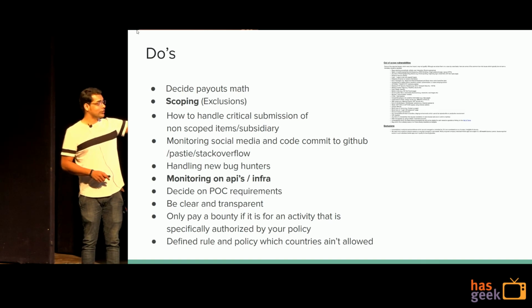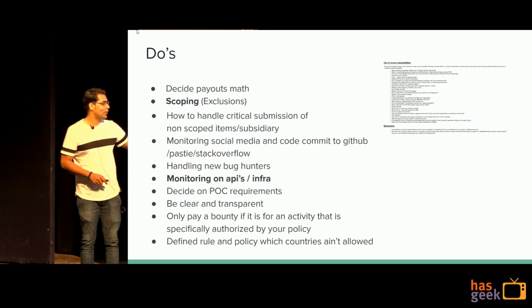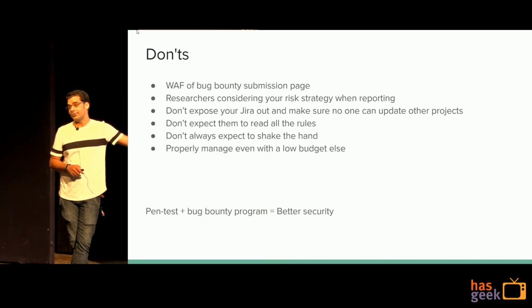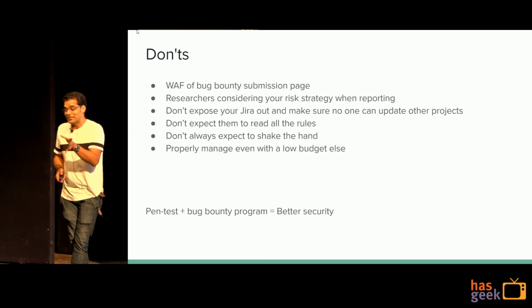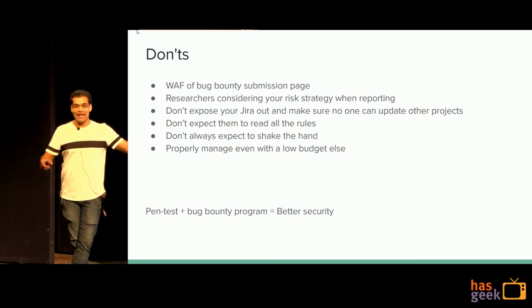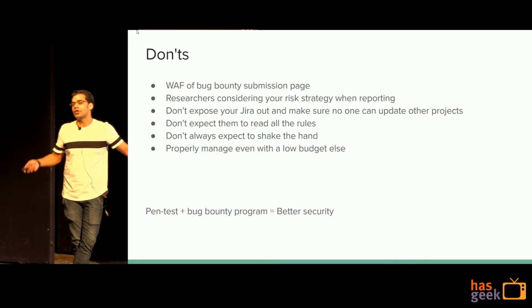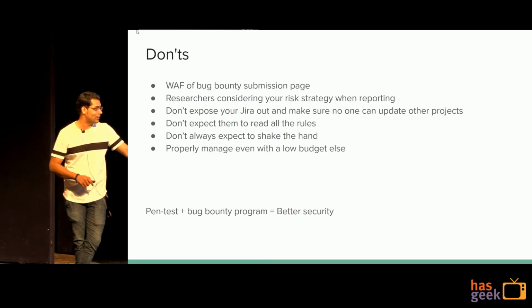You need to have awesome monitoring in place for everything, right? Do not have your WAF enabled on bug bounty pages, because people will be submitting payloads which are attack vectors, and the WAF is going to block all of it. So plan around that, right? Don't expect people to read your policies and understand how they should go about it. They're going to go all berserk. You have to figure out how you're going to handle all of that, right?